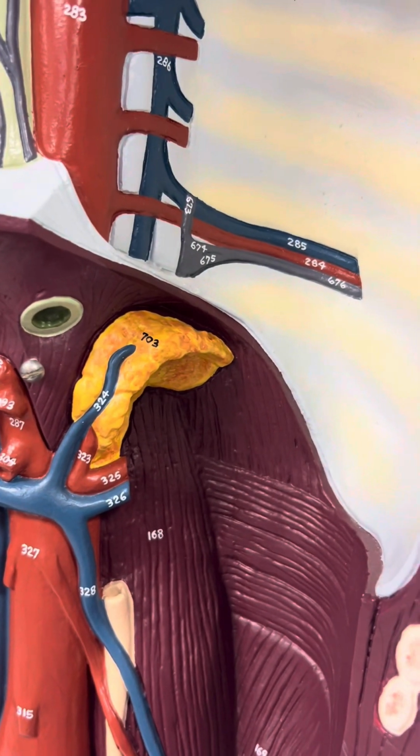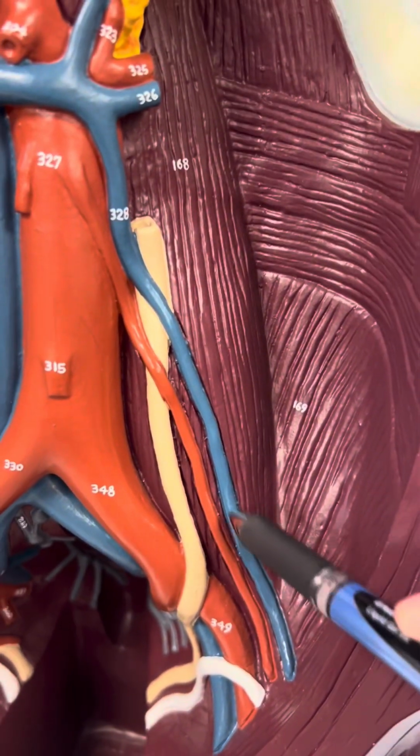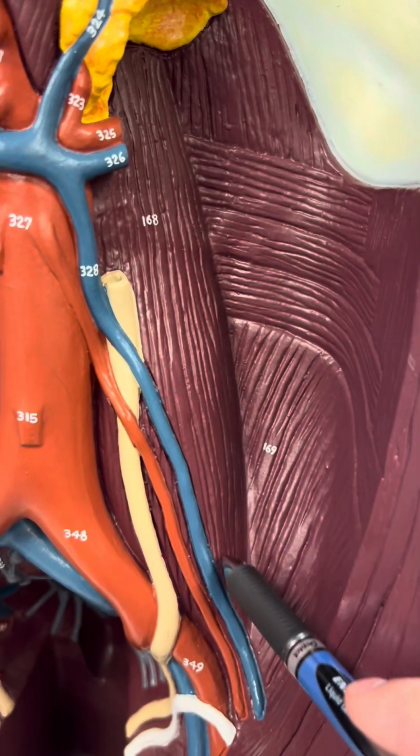Perfect. Next is your gonadal vein. This is your gonadal vein right here, this blue one. Remember, this is your gonadal artery. That gonadal vein kind of follows that artery.